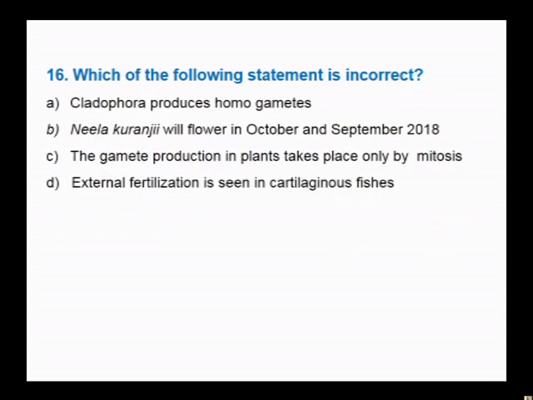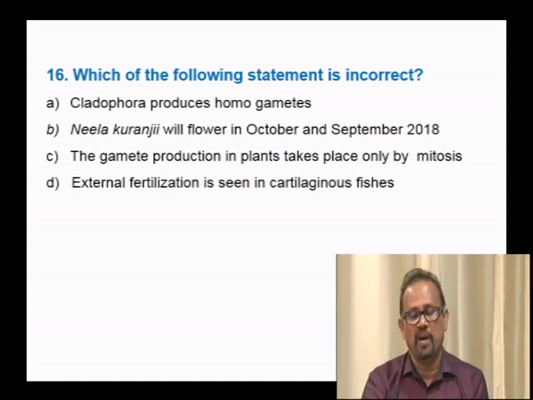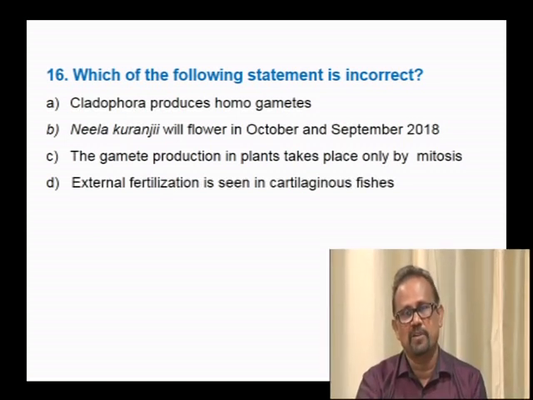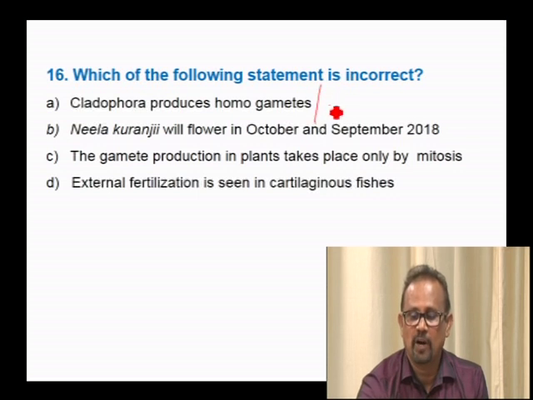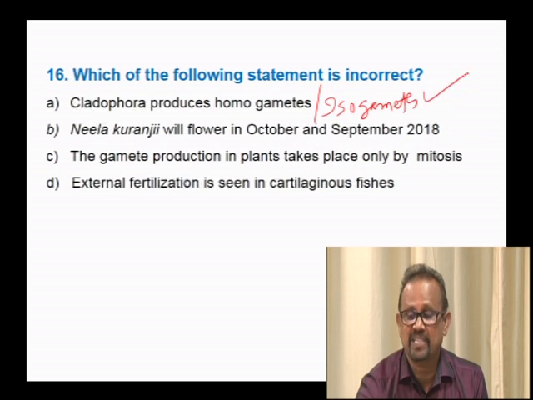Next question. Which of the following statements is incorrect? Cladophora produces homogametes. See, Cladophora and even Chlamydomonas produce homogametes. Homogametes are also called isogametes. Therefore, this is the correct statement.